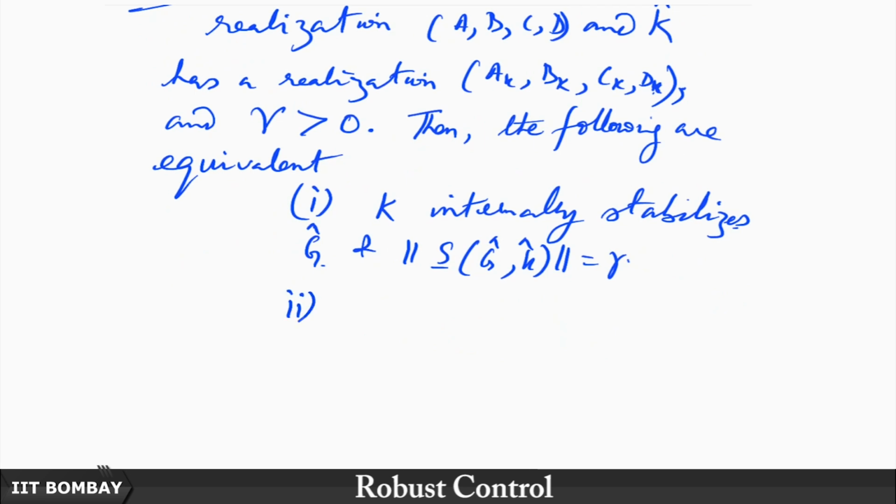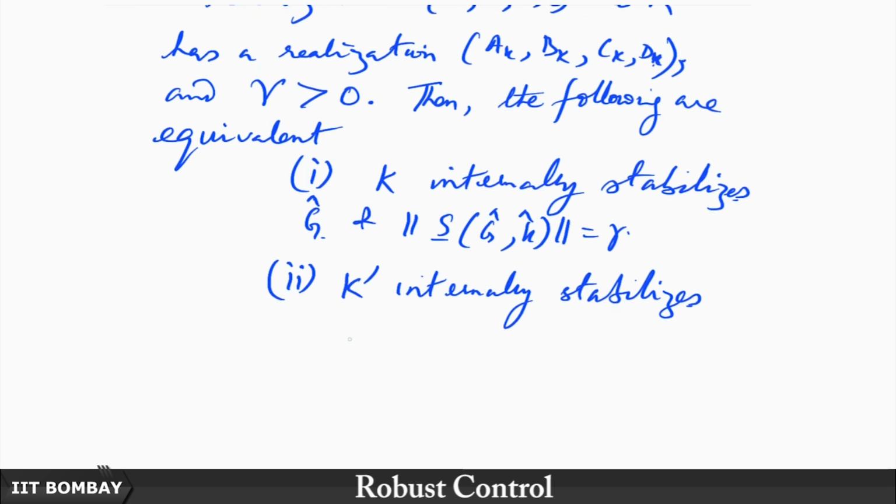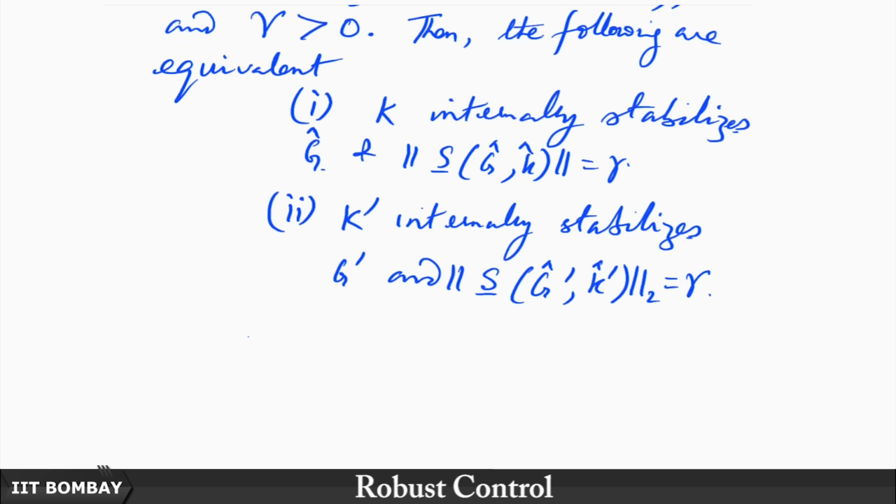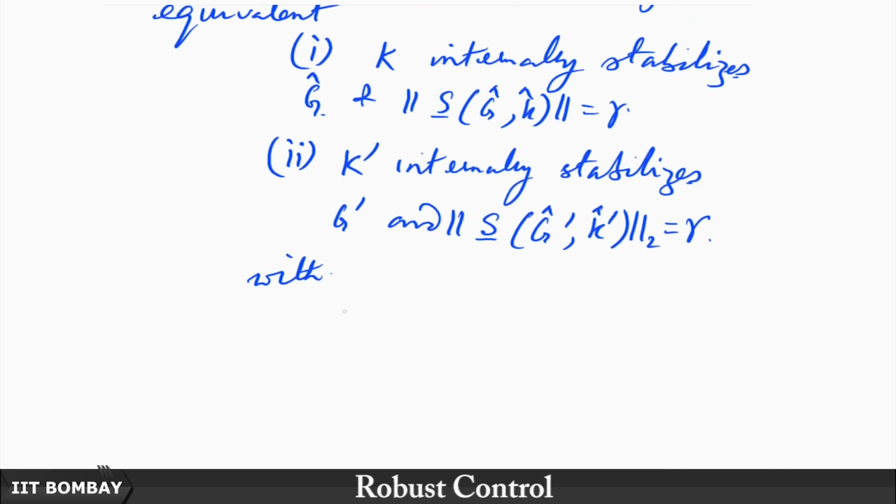and two, K transpose internally stabilizes G transpose and the star product of G hat transpose and K hat transpose is equal to gamma. So, these are simple transposes, by the way. We will define shortly what this simple transpose is.